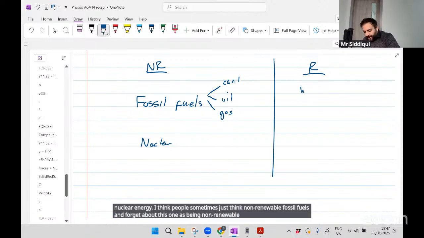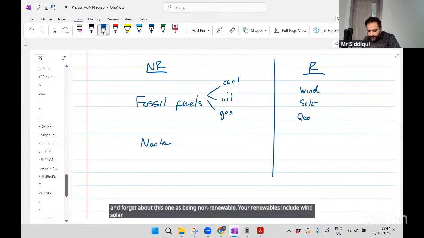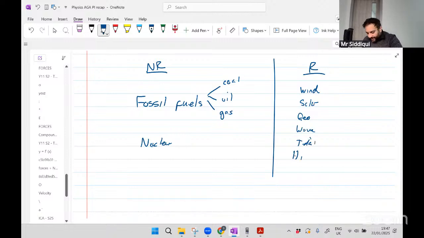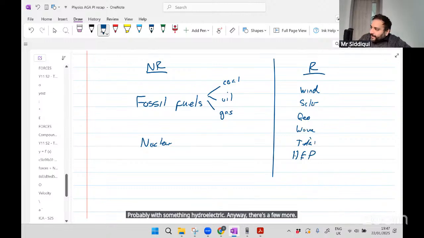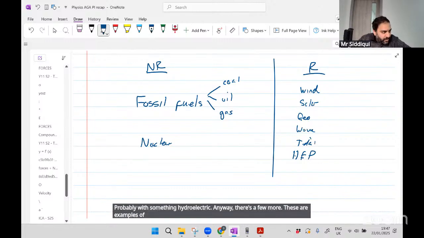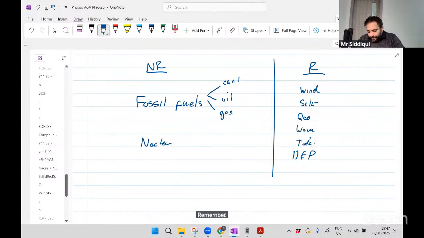Your renewables include wind, solar, geothermal, wave, tidal, and hydroelectric. Anyway, there's a few more, right? These are examples of renewable energy resources. Remember, what we do with these things is we get energy out of them.